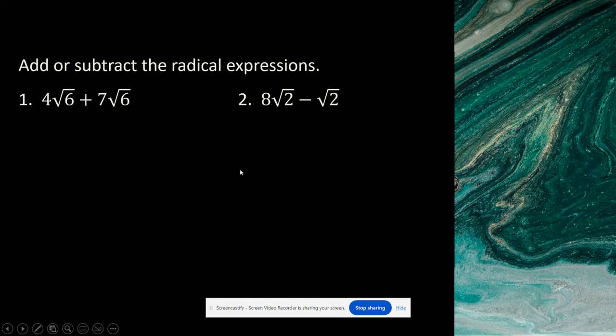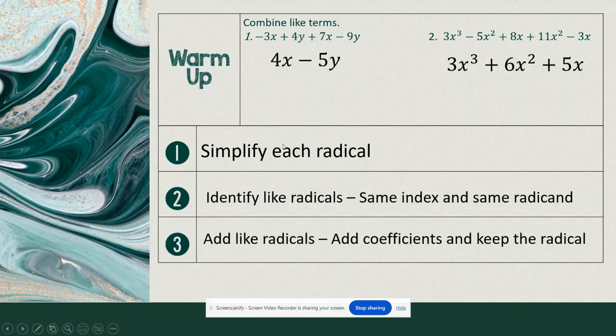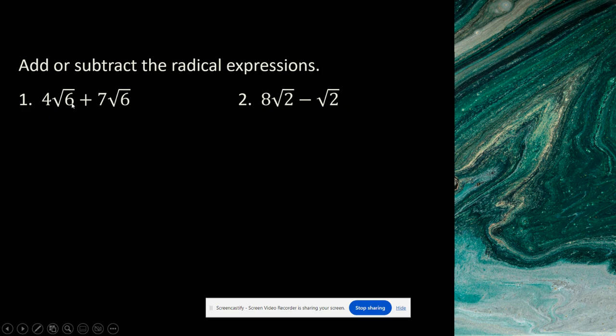So for number one, we have 4 root 6 plus 7 root 6. We have the same index and the same radicand, so we're just going to add our coefficients here. It's going to give me 4 plus 7, which is 11 root 6. So this root 6 almost acts like a variable in our warm-up. Like our variables in this warm-up, when we combined our x's, for instance, that x didn't change. But in this one, I'm just adding my coefficients, and my root 6 doesn't change. So it's kind of the same idea there, just now we're dealing with radicals rather than variables.